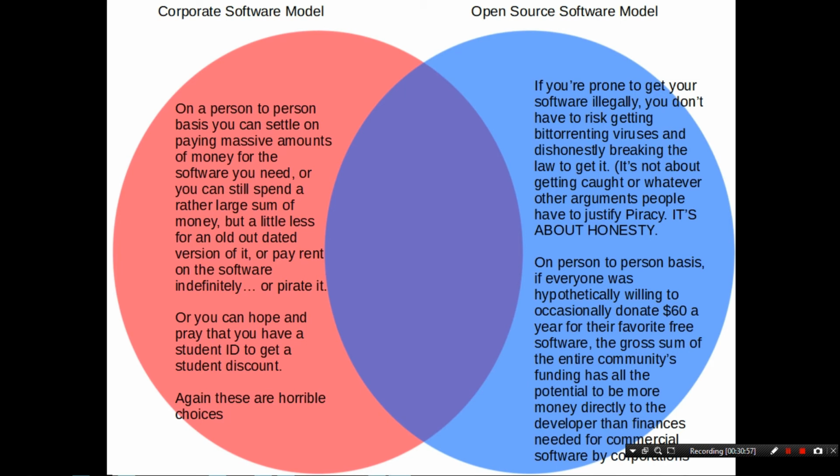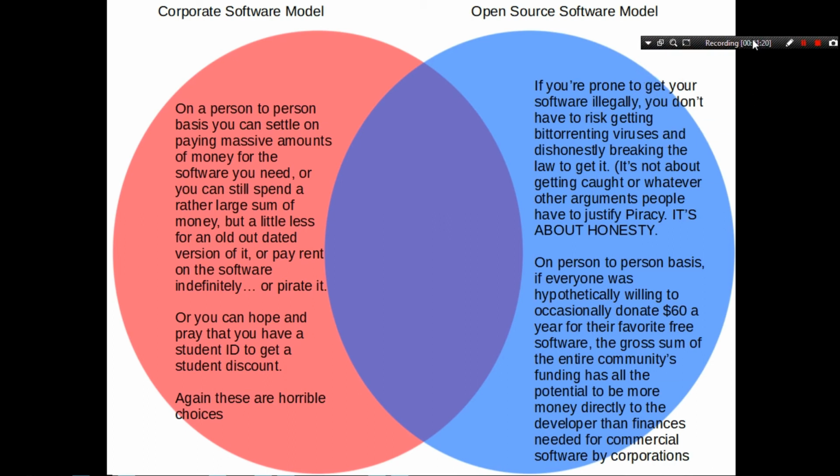The only other option is hoping that you have a student discount, a student ID, so that you can get a student discount. Which, again, that's just a crappy alternative. Why would you have to do that in order to get the software? It doesn't make sense to me at all.